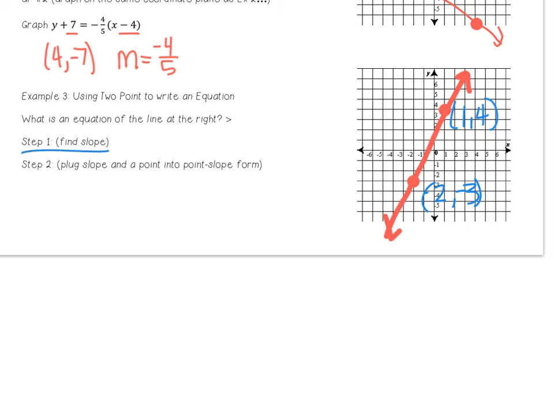The first thing we need to do is find the slope. So we can do rise over run since we have a graph. And then we're going to rise 1, 2, 3, 4, 5, 6, 7, and run 3. So rise 7, run 3. My slope is 7/3.